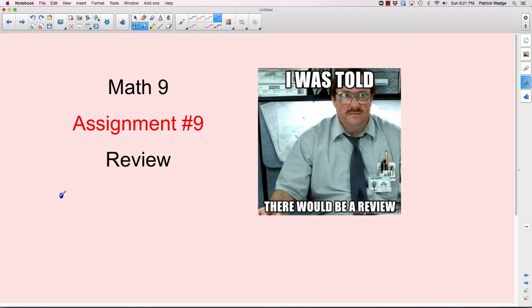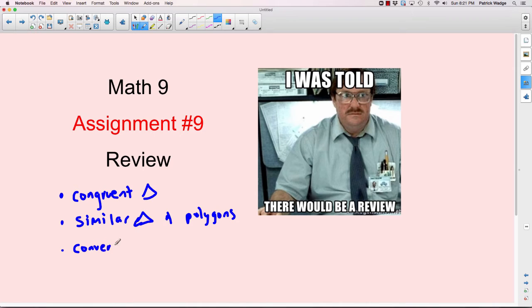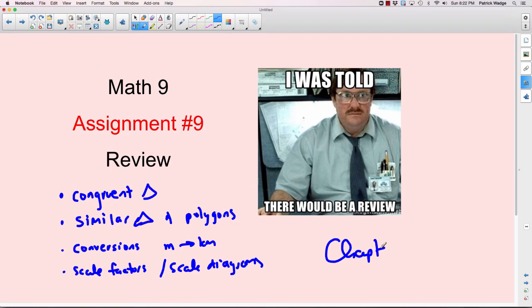The sort of things you need to know in this chapter: you need to know about congruent triangles. You need to know about similar triangles and also similar polygons. Of course, triangles are a type of polygon, but remember, we first looked at just similar triangles, and then we also looked at similar polygons. Very similar; if you've done one, then the other. We did conversions, like from centimeters to meters and meters to kilometers. We did scale factors, and very much related to that were also scale diagrams. That's all in chapter 6 in your workbook.